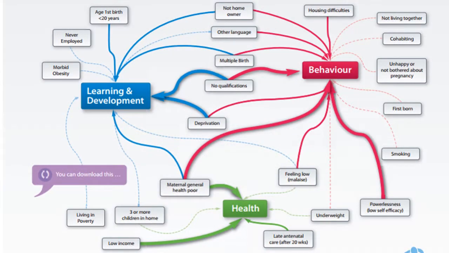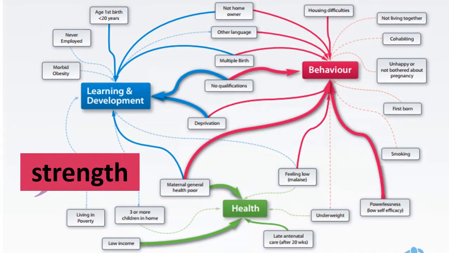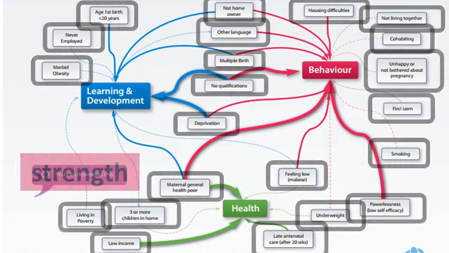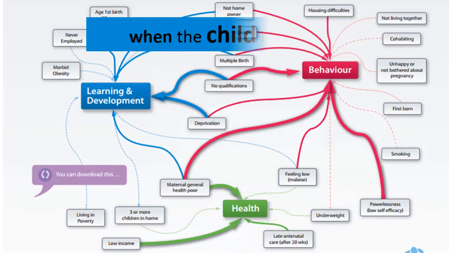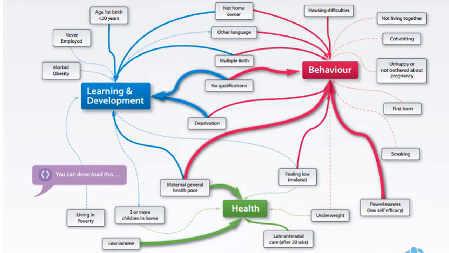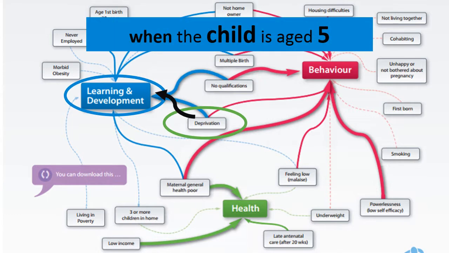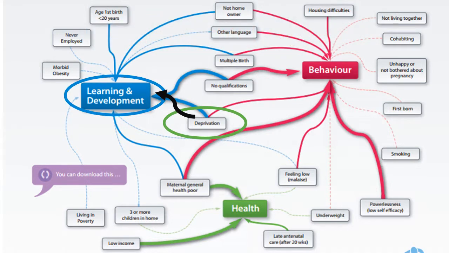This chart shows a visual representation of the strength of association between maternal factors in the black boxes when the infant is aged 9 months, and the child outcomes for health, behaviour and learning and development when the child is aged 5 years. The width of the line indicates the strength of the association, and the dotted line shows a recur association. So for example, if we take the maternal factor of deprivation when the child is 9 months old, it has a strong impact on learning and development when the child is aged 5, and some impact on poor behaviour when the child is aged 5.